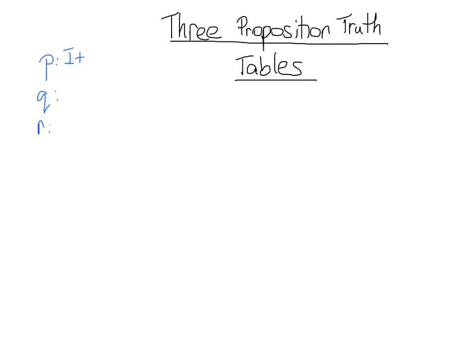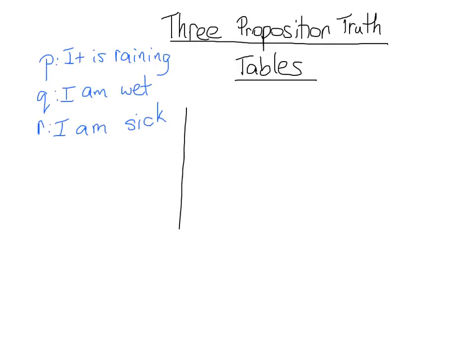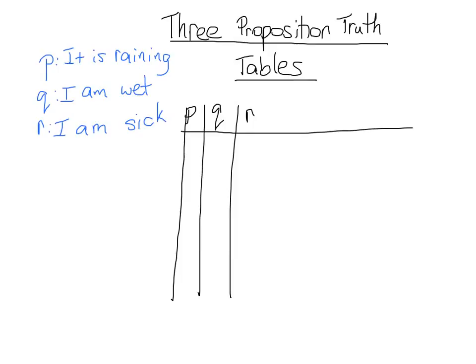So I'll stick to the same idea. It is raining is my P. I am wet. And let's say I am sick, maybe. All right. So again, the sentences are just examples. It could be any sentences. But our P, Q, and R, we're going to stick to those for all of our examples. So P, Q, and R are our 3 basic propositions, and we can combine them in different ways.